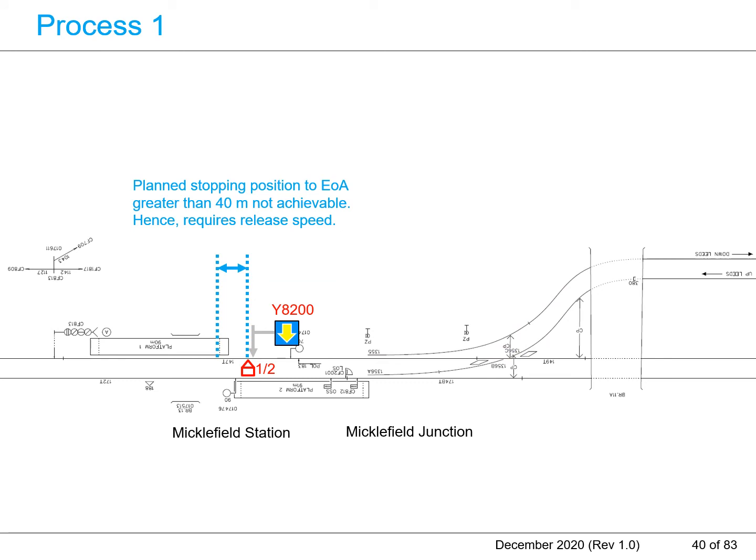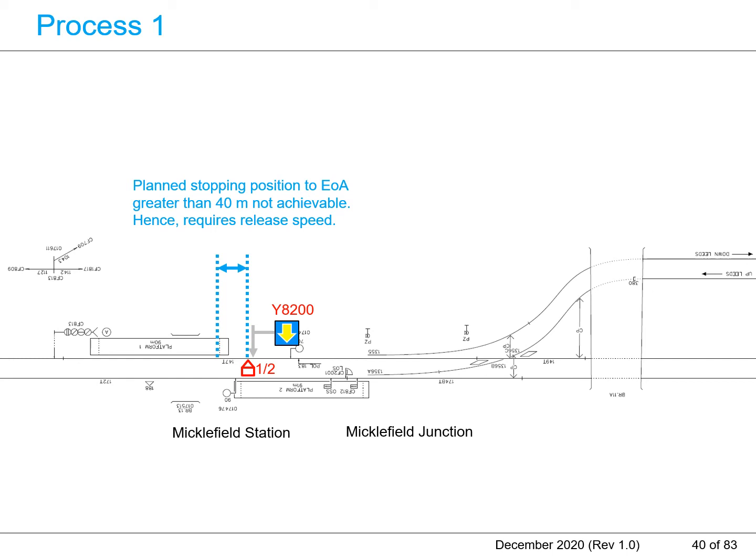The provision of the release speed is finalized after the release group location with the SIISR protection is established. In this case, the release speed for the EOA is required due to the distance between the planned stopping position at the station and the EOA is less than 40 meters.